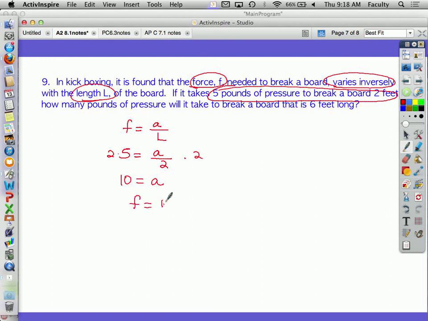So F is 10 over L, and it says how many pounds of pressure, that's the force, will it take to break a board that's 6 feet? Well, that's 5/3. Now you wouldn't say, oh, it's going to take 5/3 pounds. That's 1 2/3 or 1.67 pounds.